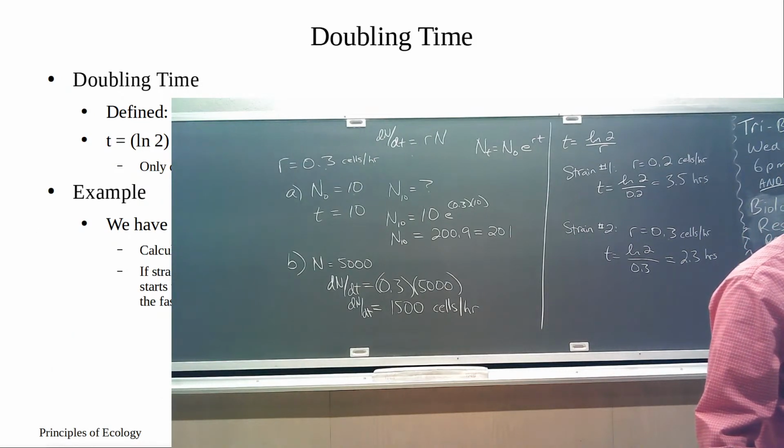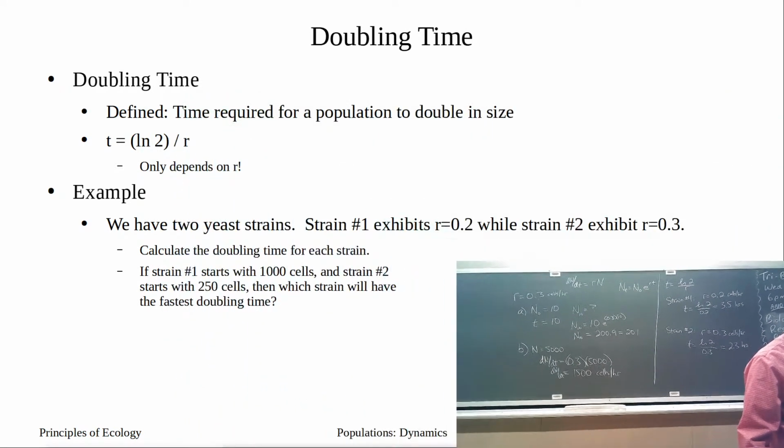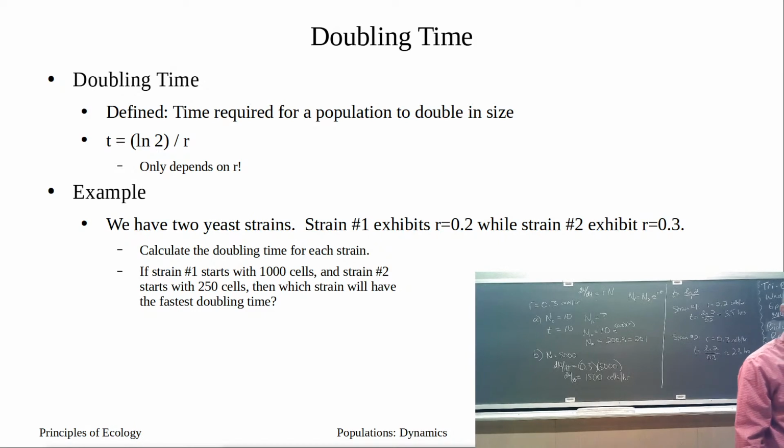So part B of this is: if strain 1 starts with 1,000 cells and strain 2 starts with 250 cells, which strain will have the fastest doubling time? What's your answer? Which one? Strain 2. Why'd you say strain 2? Yeah, it doesn't have anything to do with population size. This information was there just to throw you off.